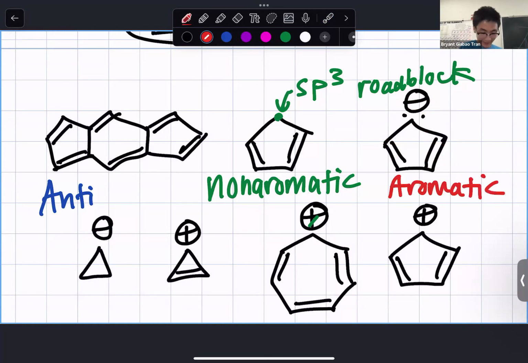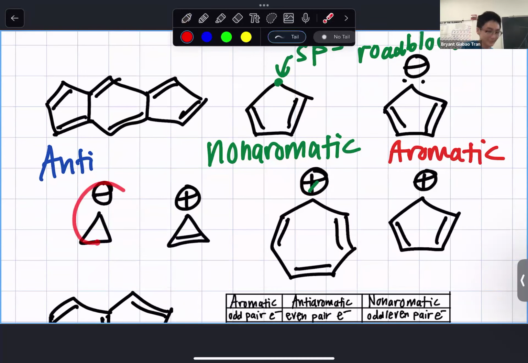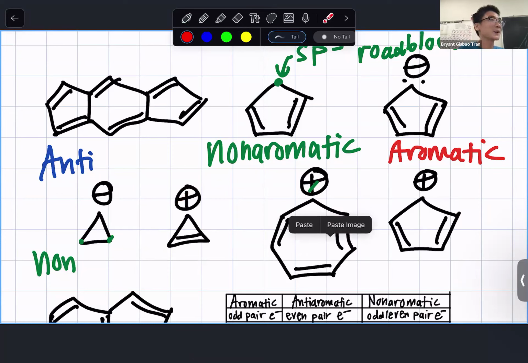Okay. This one? Non, right? Because we have sp3 atoms in that ring. Okay. This one? Anti, it is fully conjugated, cyclic, and planar, but how many pairs of electrons are doing resonance? One pair, right? So it is aromatic.